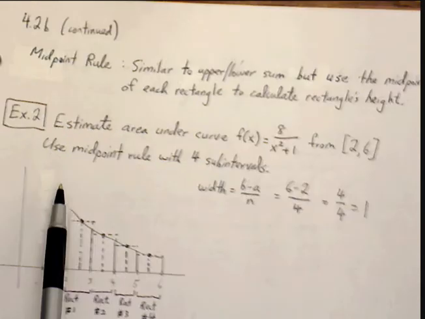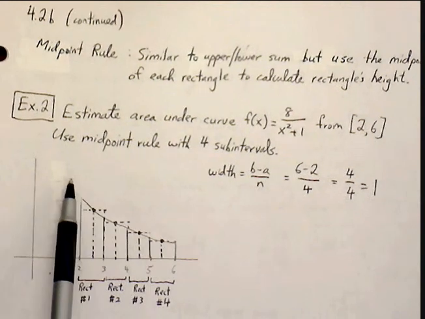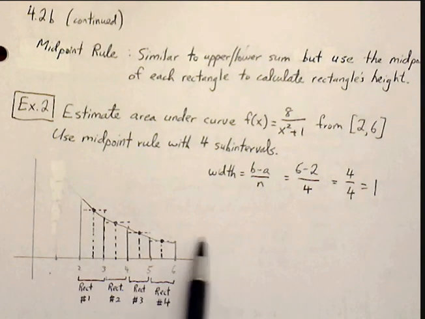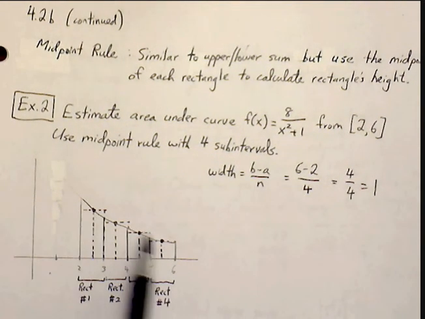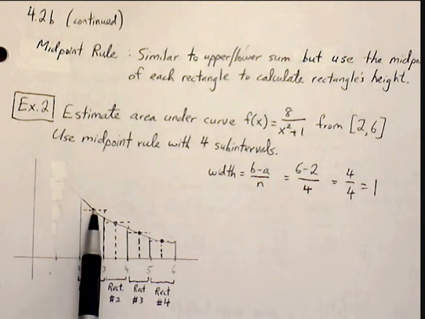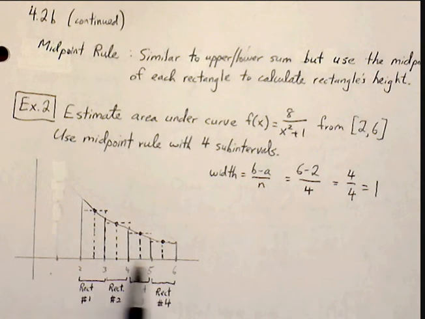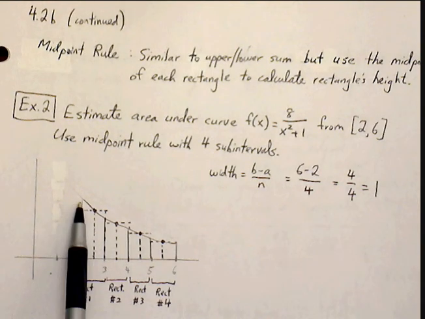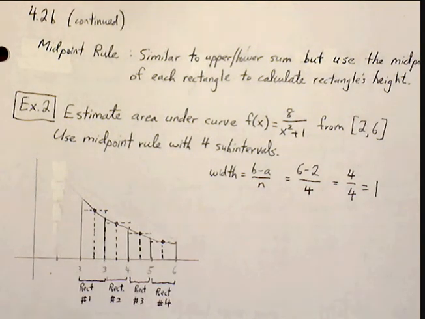Okay, so here's our curve. Y is equal to 8 over x squared plus 1. We have a graph that is decreasing. We want to estimate the area between the curve and the x-axis, and between the x values of 2 and 6. So starting at 2, we can increment by our width and go until we get to our endpoint. So from 2, we add 1, we get 3. We add 1, we get 4, 5, and then 6.